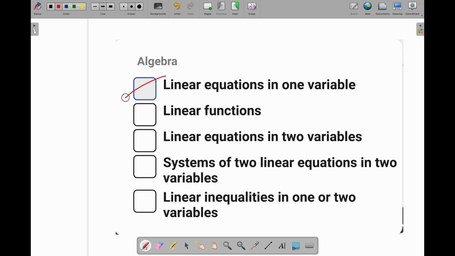For example, these first 2 things, linear functions and linear equations in one variable, those are the same thing. Same with linear equations in 2 variables and the systems of 2 linear equations. They're all the same thing. And they're all similar because you're going to use the same equation of y equals mx plus b. Then you have this oddball, which is the inequalities.